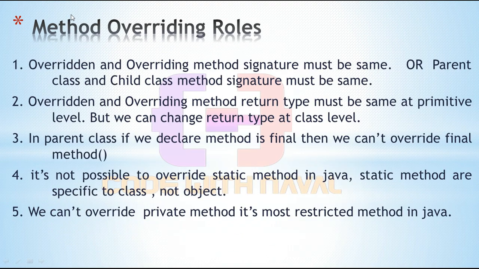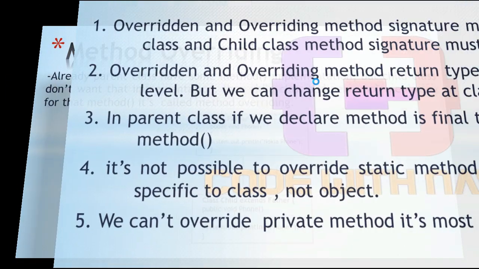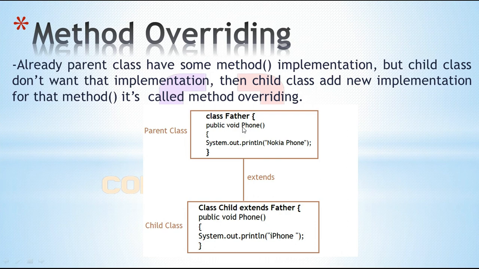Now we have to follow some rules when we override a method. The first rule is the overridden and overriding method signature must be the same, or we can say the parent class and child class method signature must be the same. First understand what the method signature is. You can see the method name and the parameters. Whatever parameters we pass inside this method, the method name and the parameters combined become the method signature. It must be the same in the child class as well as the parent class. If both classes have the same method signature, then only method overriding happens.